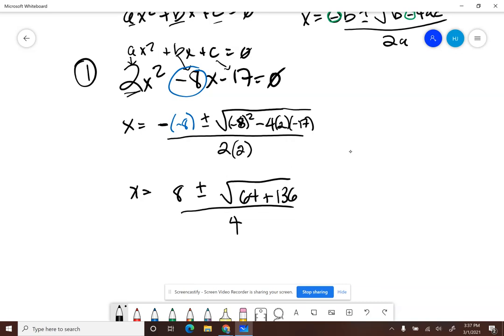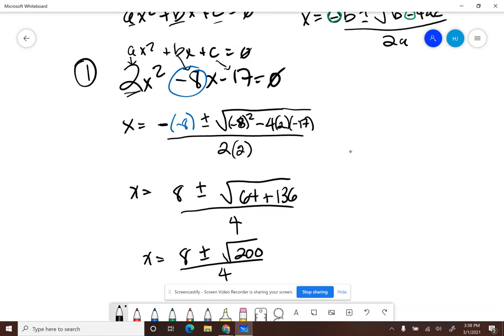Okay, so the next thing we need to do is clean it up a little bit more. I've got 8 plus or minus. Notice here I've got 64 plus 136. So that is the square root of 200. And that's still all over 4. Now, right here at this point, you may say, well, I'm done. I'm finished. And that would be incorrect, right? Because I've got to look at this square root of 200 and see if there are any perfect squares that can be pulled out here.